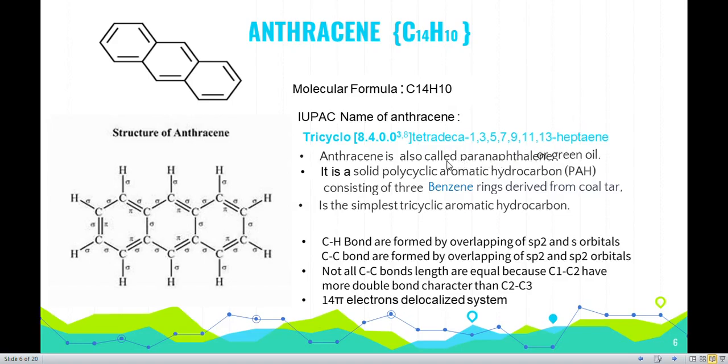Anthracene is also called paranaphthalene or green oil. It is a solid polycyclic aromatic hydrocarbon consisting of 3 benzene rings derived from coal tar, and it is the simplest tricyclic aromatic hydrocarbon.